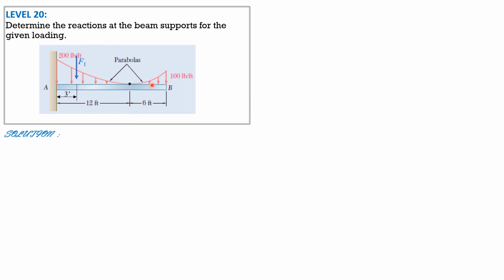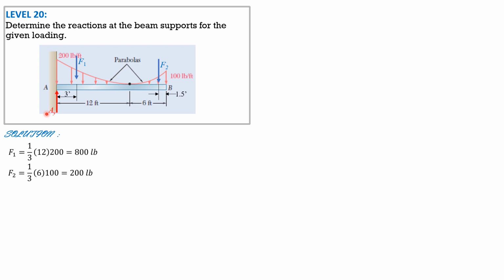Then this right parabolic loading as F2, and its distance from the right is 1/4 of 6, so it is 1.5 feet as shown. So the length of the beam is 18 feet. So first, let's solve for F1. The formula is area of this parabolic loading, which is spandrel of parabola, 1/3 base times height. So F1 is 1/3 of 12 times 200, and it is equal to 800 pounds. F2 is 1/3 of 6 times 100, and so it is equal to 200 pounds.